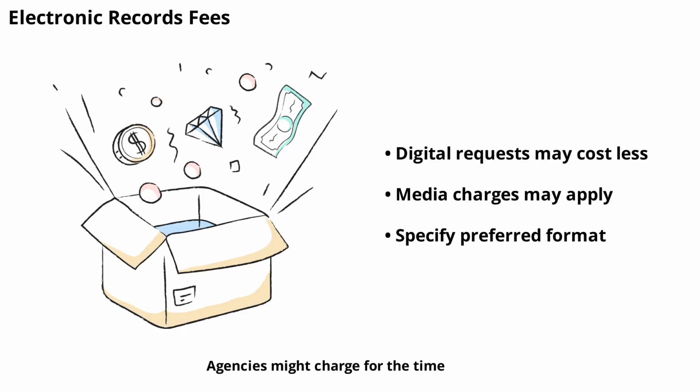Agencies might charge for the time spent retrieving and preparing digital files, as well as for any media used to deliver the records, such as CDs or USB drives. Some agencies provide electronic records at no cost if they can be emailed or downloaded directly. Always specify your preferred format to understand the potential fees involved.